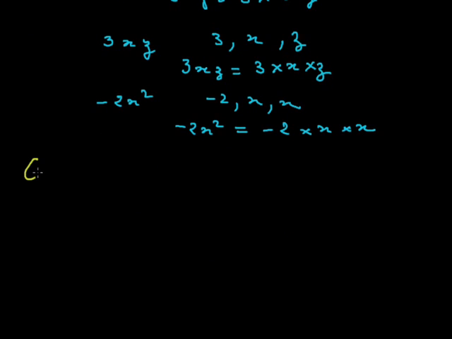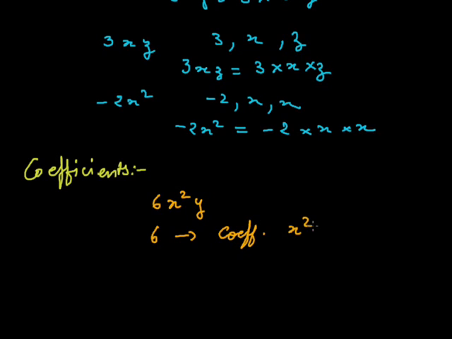Next we should know what coefficients are. If I have a single term, 6x square y, then the numerical coefficient of this term is 6, or we can say that 6 is the coefficient of x square y. Again, in the term minus 7x, minus 7 is the coefficient of x.